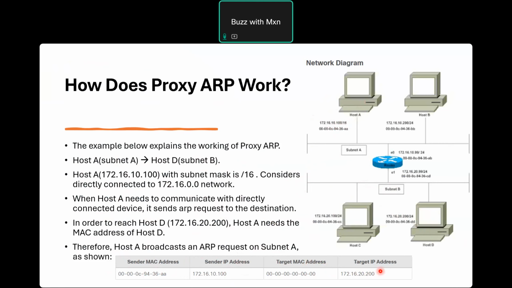And what is the target IP address? It is that of host D, which it wants to reach, 20.200. I hope you get this. Are you able to understand till now?